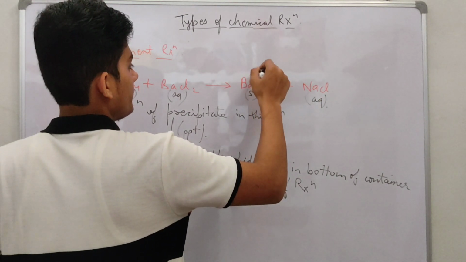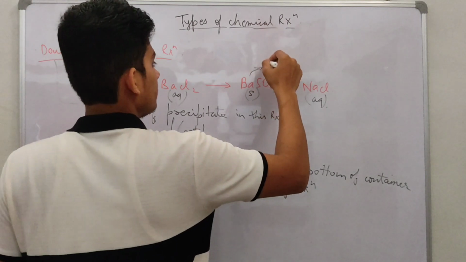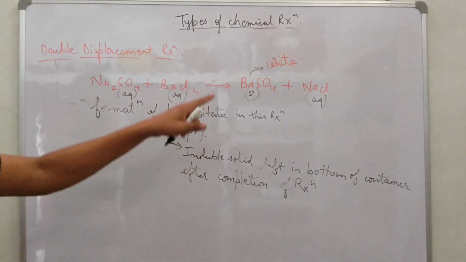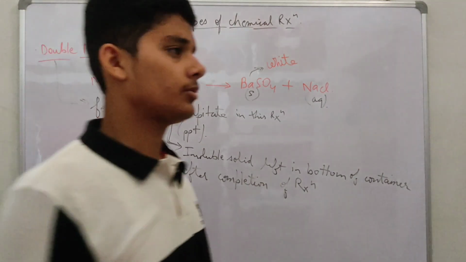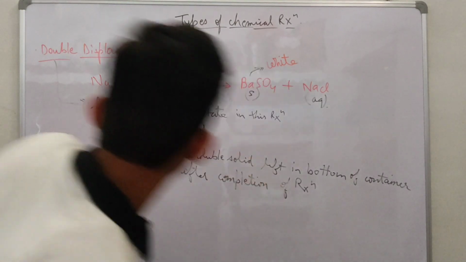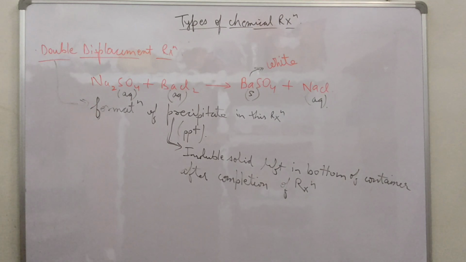The color of this precipitate BaSO4, what is the color of BaSO4? It is white. The color of BaSO4 is white, and the double displacement reaction is done here. There are some more examples in the NCERT book you can go through. Basically the concept is this, and you only have to learn the concept. So take a screenshot of this.